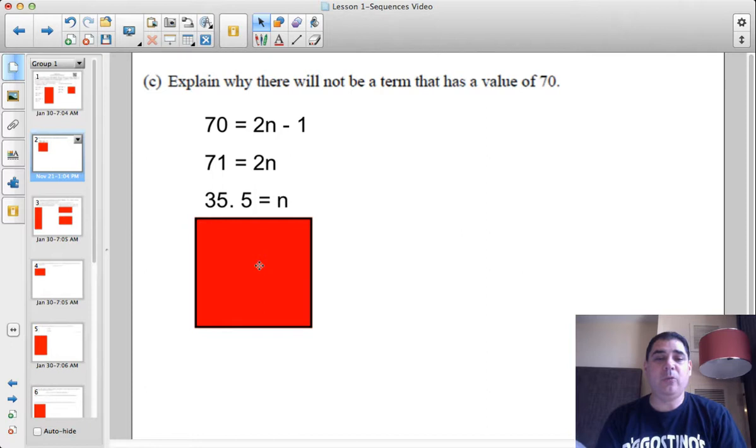Now, what I was telling you before, n cannot be a decimal. It can only be integers: 1, 2, 3, consecutive integers. 1, 2, 3, 4, 5. It can't be a half. Okay, you can't have a half of a term.